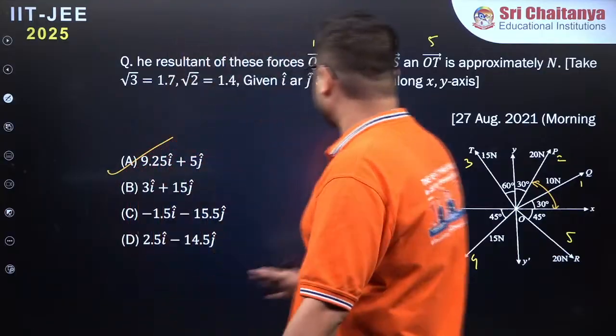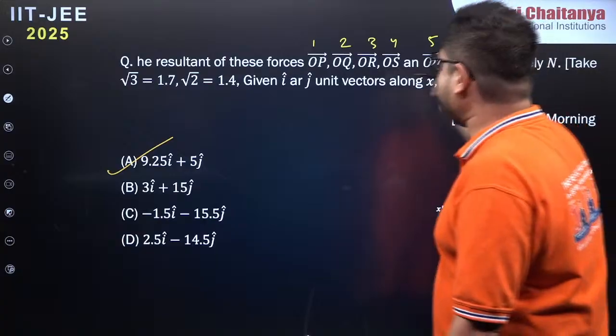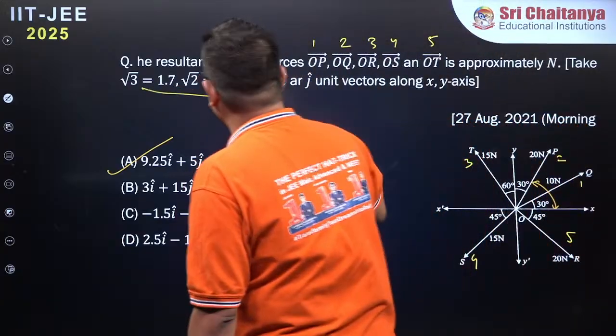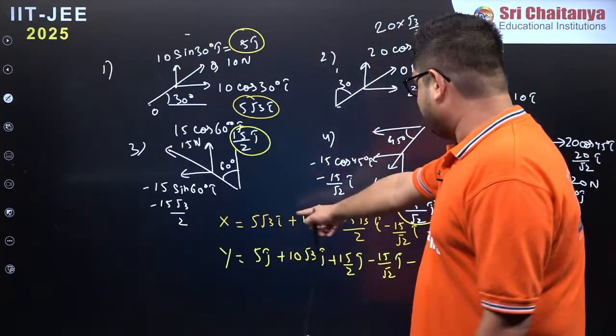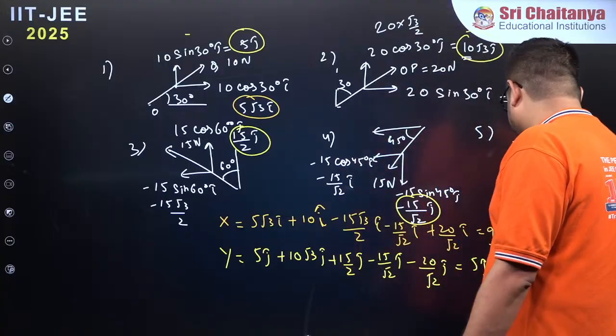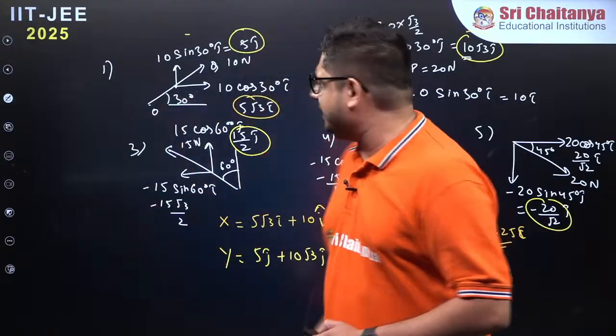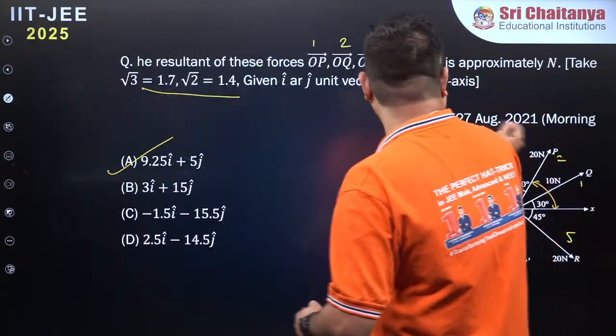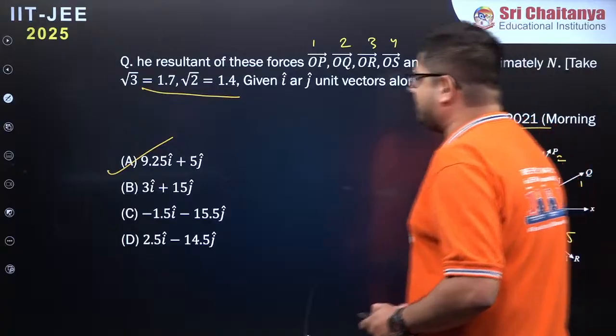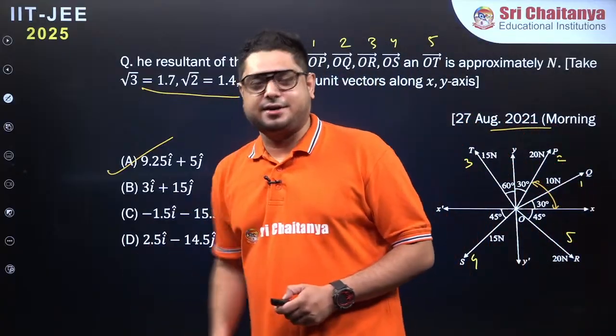So that's how these types of questions are required to be solved. You can take these values: root 3 is 1.7, root 2 is 1.4. And put them in the expression, you will be getting these values over here. Okay, so I hope it's clear, everyone. If yes, give a thumbs up, hit the like button. This question was asked in JEE Main 2021 in the morning session. That was the COVID year.